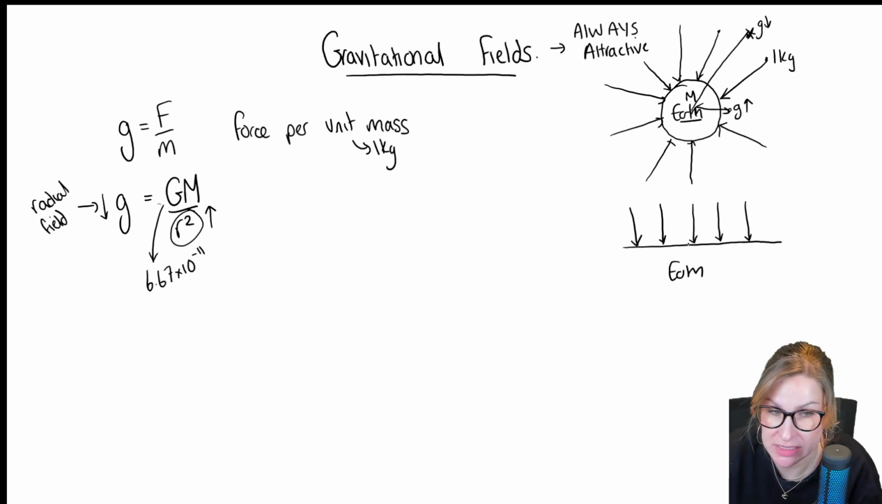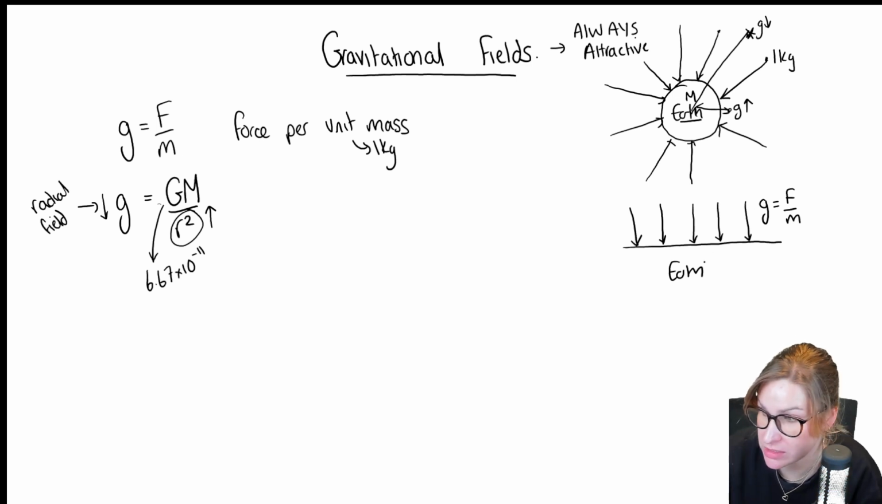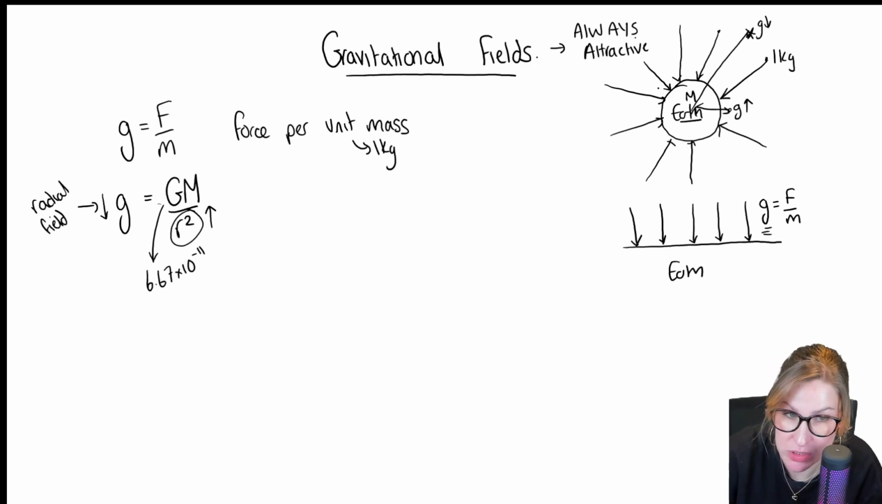We can see it's uniform because we have parallel lines and they're all equally spaced. Now g, our gravitational field strength, is equal to our force per unit mass, and it's going to be a constant for a uniform field. There should be a constant gravitational force per unit mass pulling it towards the center of the Earth. But for a radial field, we know it's not constant. It changes depending on how far away you are from the center of the Earth.